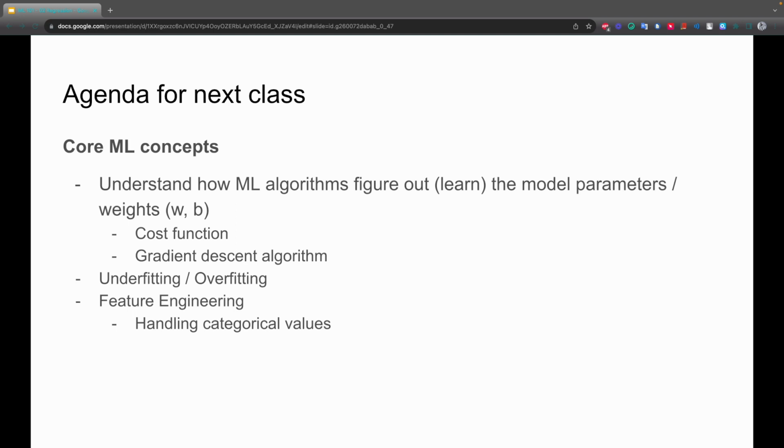In the next lesson, we will understand how the linear regression model figures out the best parameters as part of model training. In addition, we will learn about the risks of underfitting and overfitting, along with tips on how to avoid this. Finally, we will learn about handling categorical values using a technique called one-hot encoding.